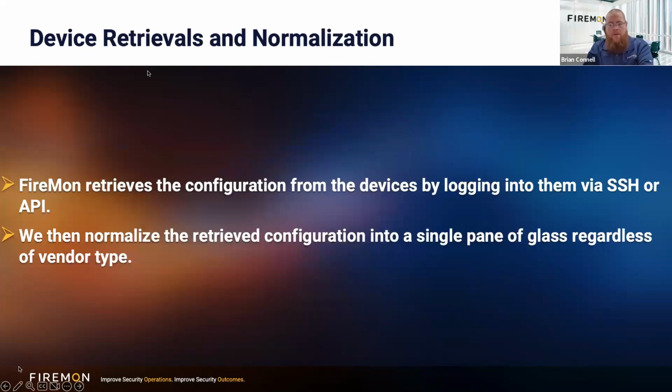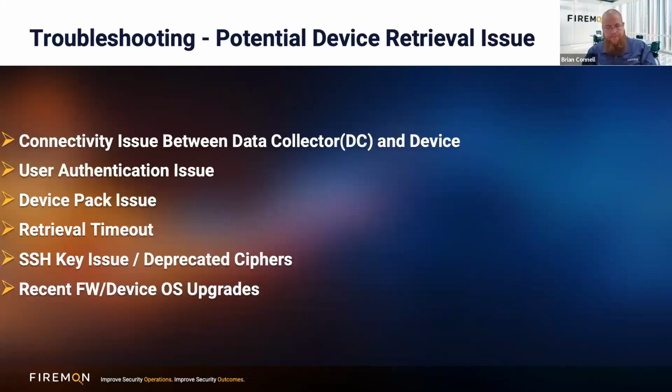So at the heart of what FireMon does is it retrieves the configs from a device, and then it normalizes that config into a single pane of glass, regardless of vendor type. Those will be the two most common issues that you'll run into when trying to troubleshoot, as they are critical to everything else. We have to get the data, and then we have to know what to do with it. So let's start with what could go wrong during a retrieval.